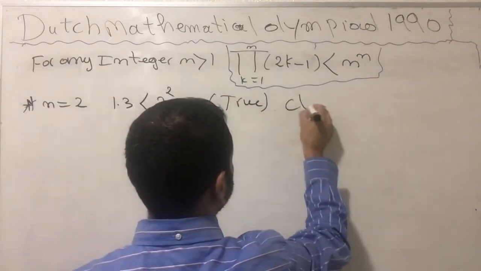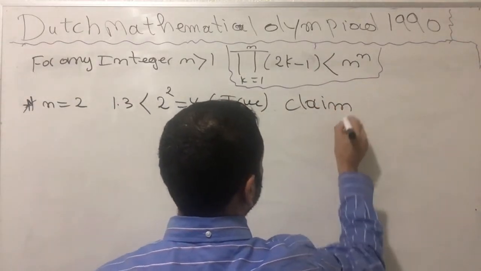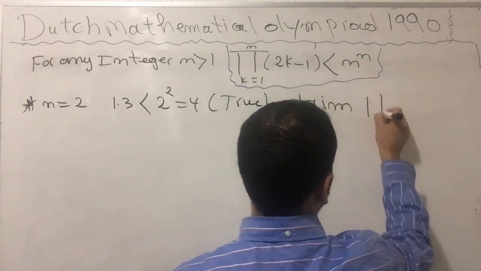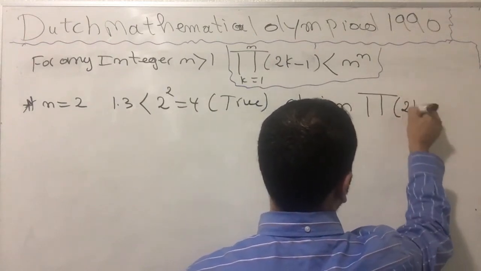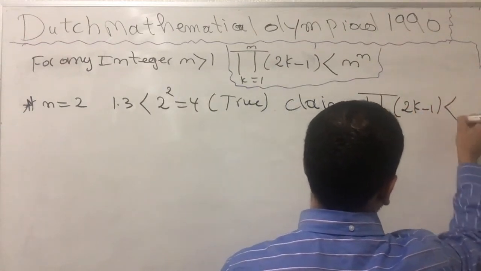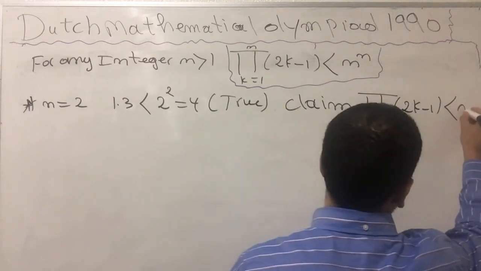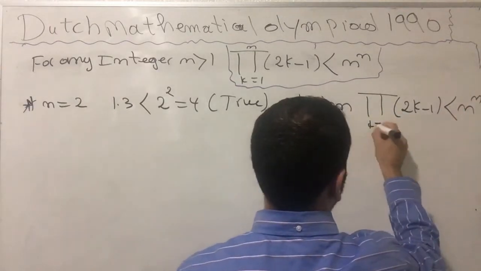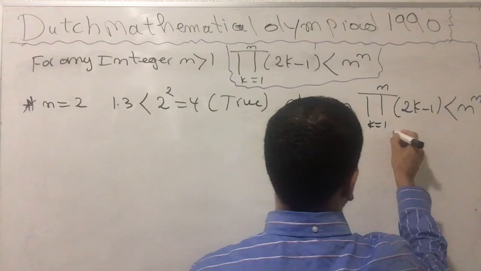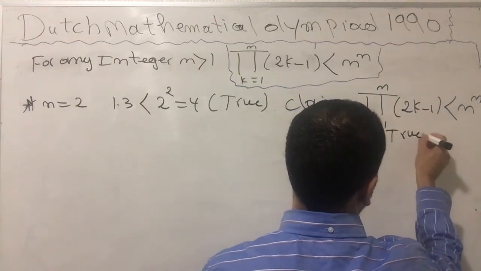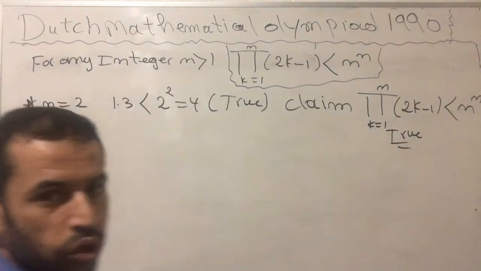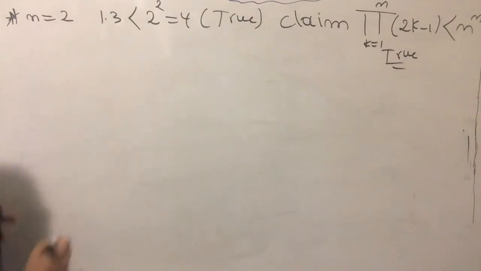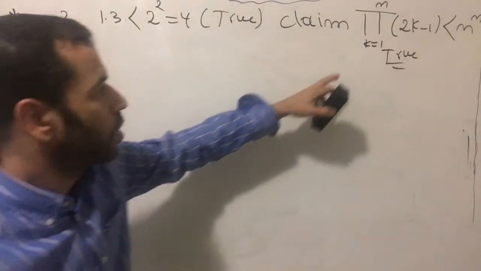Let's claim this product of 2k minus 1 is strictly less than n to the n, and this is true by assumption. Now we are going to prove it for n plus 1.